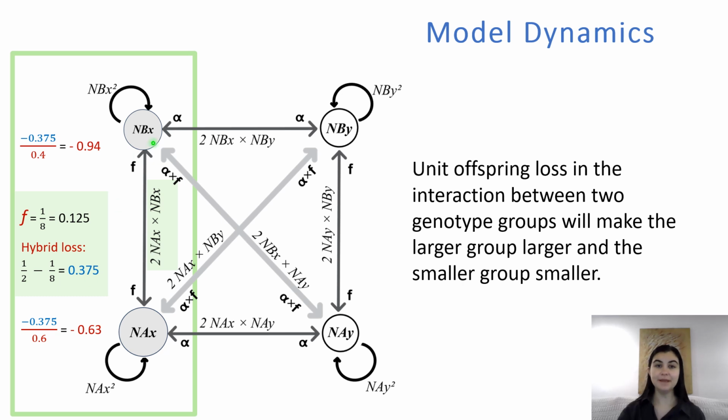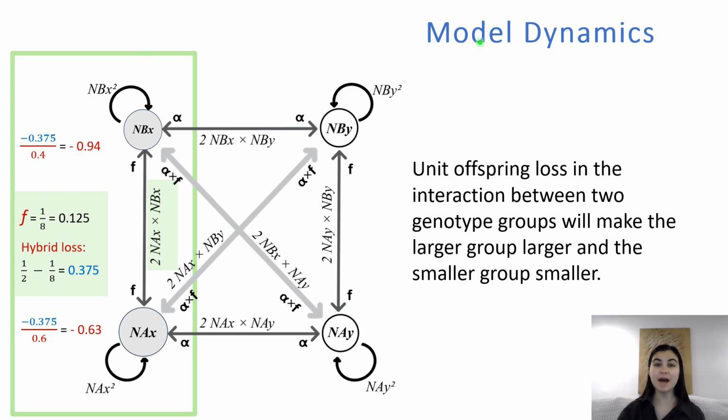However, since NBX starts with a smaller population size of 0.4, the same hybrid loss of 0.375 will have a larger reduction in this phenotype group, which is 0.94. Therefore, the result of the hybrid loss within the interaction of these two groups will continue to make the larger group NAX larger and the smaller group NBX smaller.